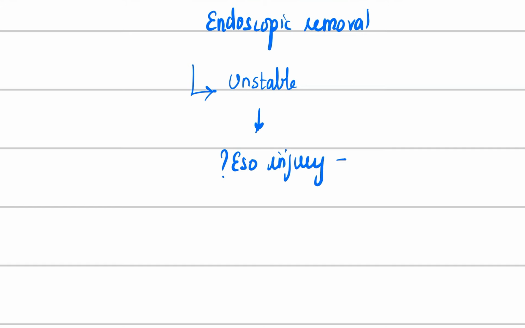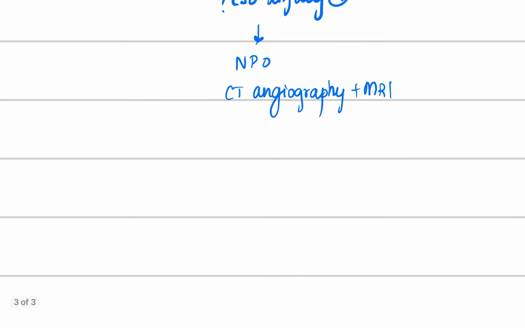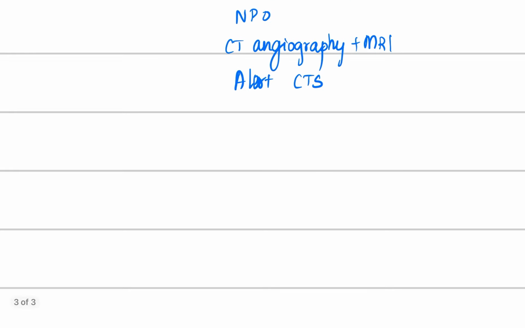If the injury is present, you will keep the patient nil per oral and you will do a CT angiography and MRI chest. Why are you doing that? You are trying to see whether the injury is close to aorta, and if aorta is injured, you will alert cardiothoracic surgery and keep them on standby. Keep them close by, because if intervention is needed, they are the ones who are going to open up the chest. Alright. Let me write it again. Alert.